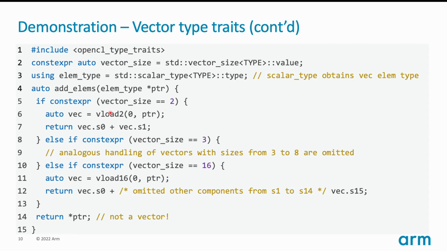In this implementation, what we will do is perform vload. For example, for 2 vector elements, we will use vload2, and then we sum the 2 components and return it as a result. We will do the same for all other vector sizes. And if the type, which was passed in as an argument during the compilation, is not a vector type, we will just return one item from the buffer.